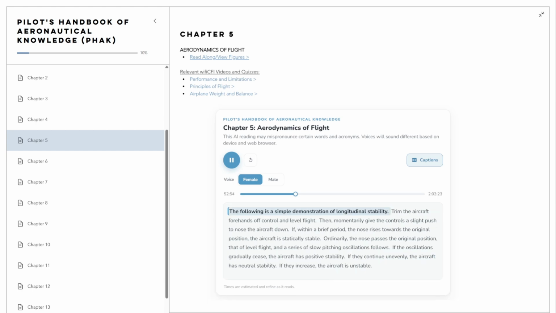The following is a simple demonstration of longitudinal stability. Trim the aircraft for hands-off control in level flight. Then, momentarily give the controls a slight push to nose the aircraft down. If, within a brief period, the nose rises towards the original position, the aircraft is statically stable. Ordinarily, the nose passes the original position, that of level flight, and a series of slow pitching oscillations follows. If the oscillations gradually cease, the aircraft has positive stability. If they continue unevenly, the aircraft has neutral stability.